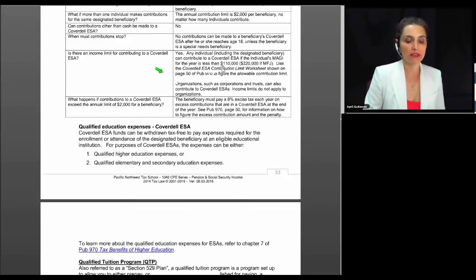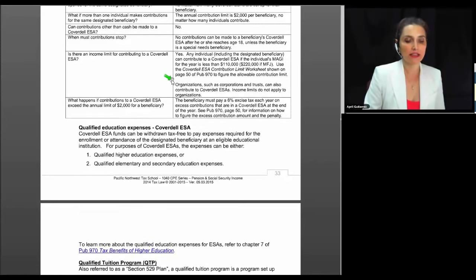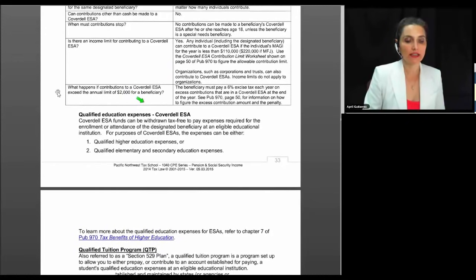If your income exceeds the threshold limit for your filing status, there's a worksheet on page 50 of Publication 970 that you use to figure out the amount that you are allowed to contribute because your income is too high. And what happens if contributions to a Coverdell ESA exceed the annual limit for the beneficiary? Well, the beneficiary is going to be subjected to a 6% excise tax each year on the excess contributions that are in the account. And again, see Pub 970, page 50 for more information on how to figure the excess contribution amount and the penalty.